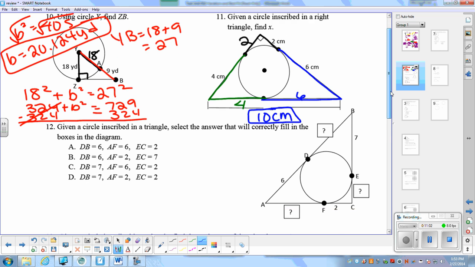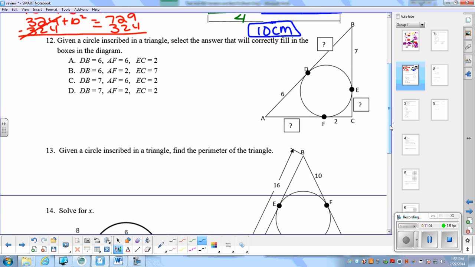Number 12. It's the same kind of thing, paying attention to my sides. So I know that DA is 6, which means FA is 6. So here I can cross off anything that has AF as 2. And I have FC is 2, so EC would also be 2. Both of us have EC is 2. So then, since EB is 7, BD would also be 7, which means my answer would have to be C.